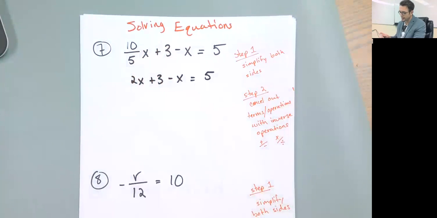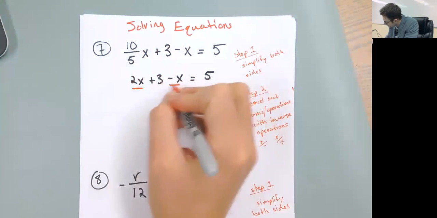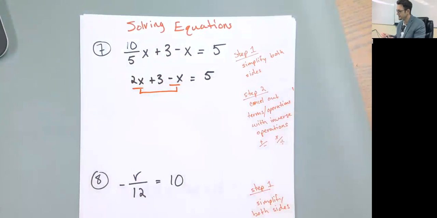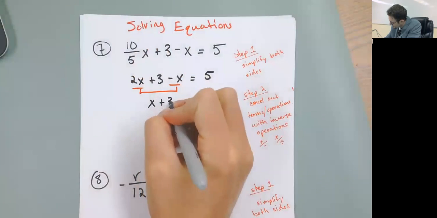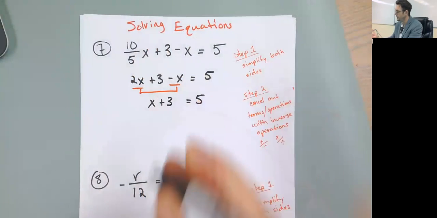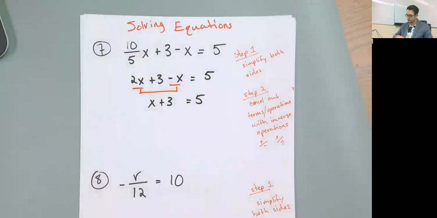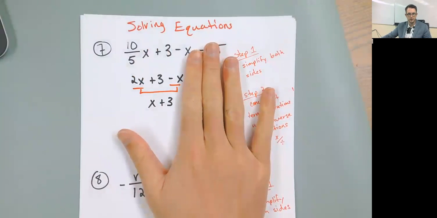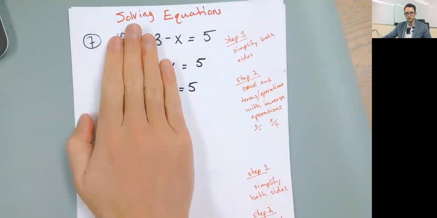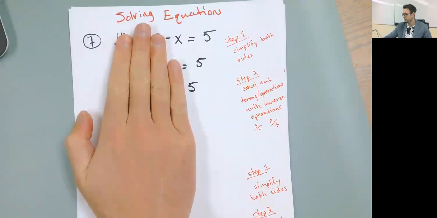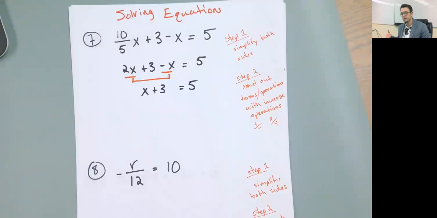And then the next thing I am going to do is combine like terms. So 2x minus 1x is just x. Looks pretty simplified to me, x plus 3. Right there, that looks pretty simplified to me also. It's just a 5. So step 1's done. Now you begin step 2.